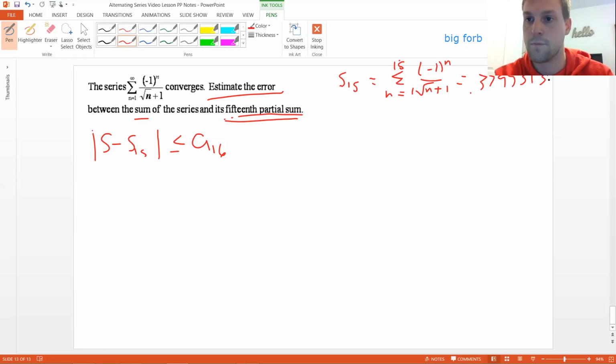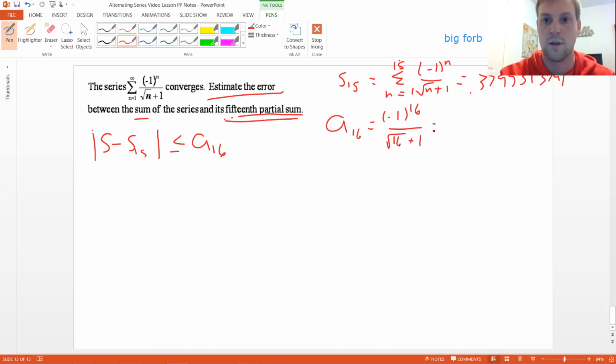0.37953133791. And if I found a sub 16, that's just plugging it in, so it's negative 1 to the 16th over the square root of 16 plus 1. Honestly, I think we can do that in our heads. That's plus 1 on top, and 4 plus 1 is 5 on bottom. So I know 1/5, what's that? Is that 0.2, right?